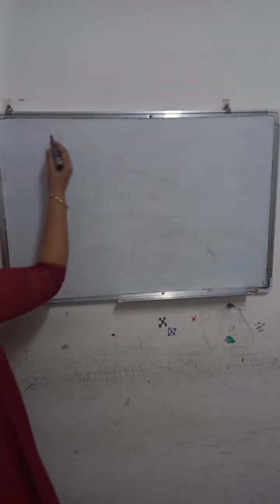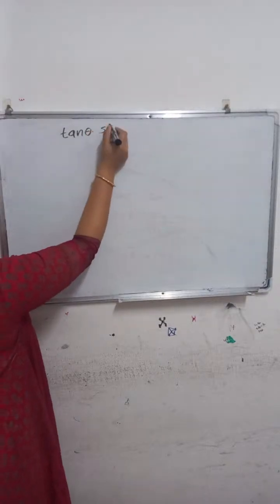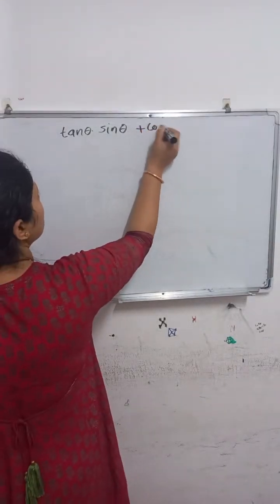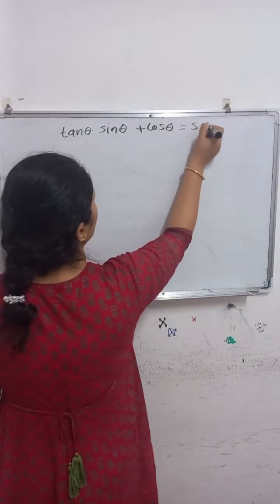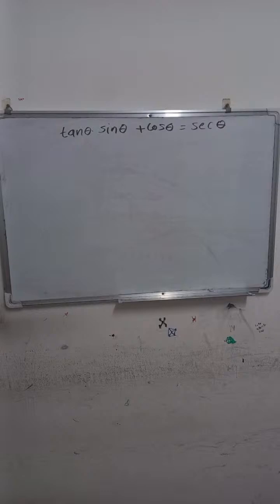Okay, so here write down the first problem, that is we have to prove tan theta into sin theta plus cos theta is equal to sec theta. Okay, so this is the problem.